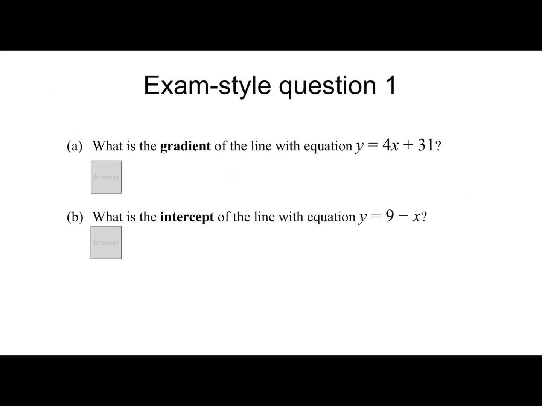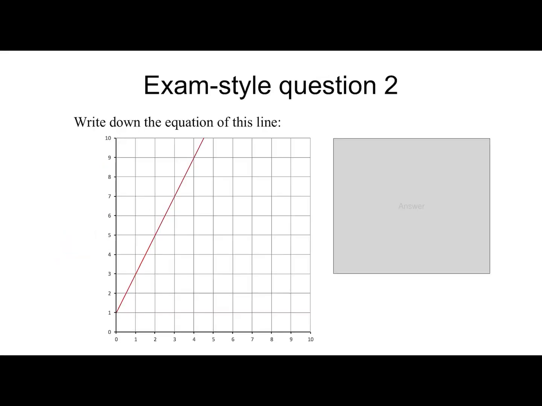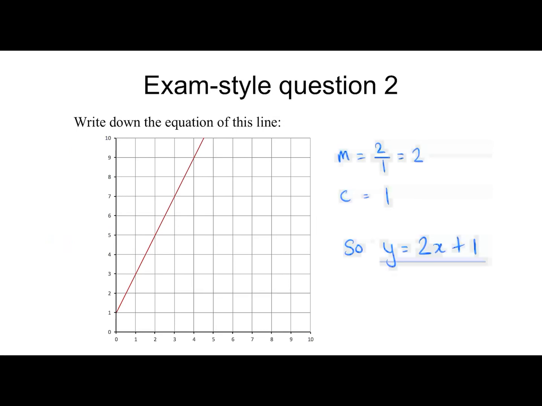Right, here is an exam style question, so stop your video and have a go. Okay, should be easy. Gradient is 4. This one has a y-intercept of 9, or really it's a point, it should be 0, 9. Write down the equation of this line. So remember, find the gradient, find the y-intercept.